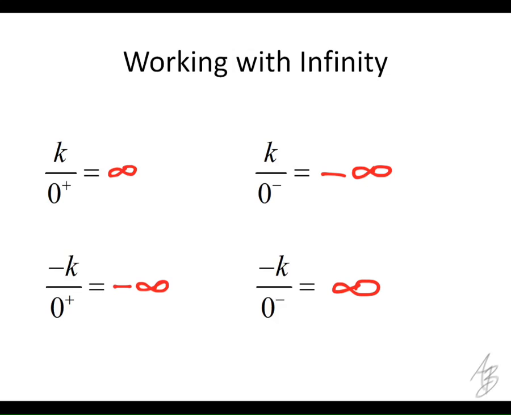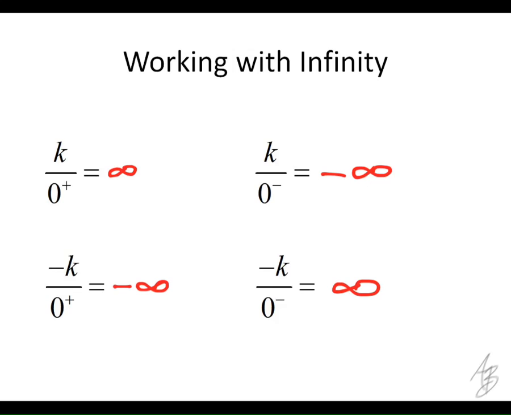The rules with negatives and positives are the same as when we're multiplying and dividing integers. So a constant divided by negative 0, or a number just barely less than 0, would be a really big negative number, and a negative constant divided by negative 0 would give us a really big positive number. Does that all make sense?